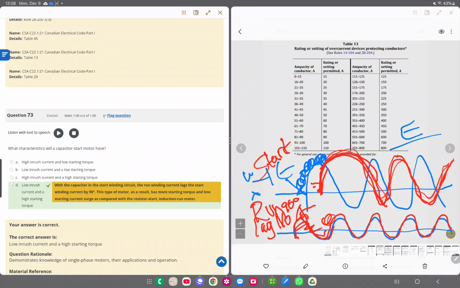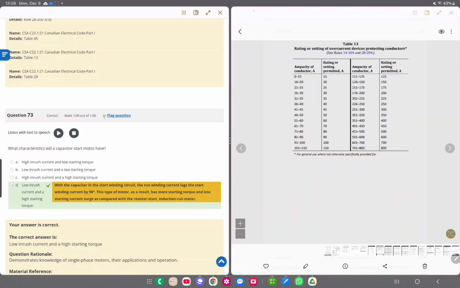So that is why there's more starting torque in the start, and less starting current surge as compared with the resistor start induction run motor. So yeah, there you go.